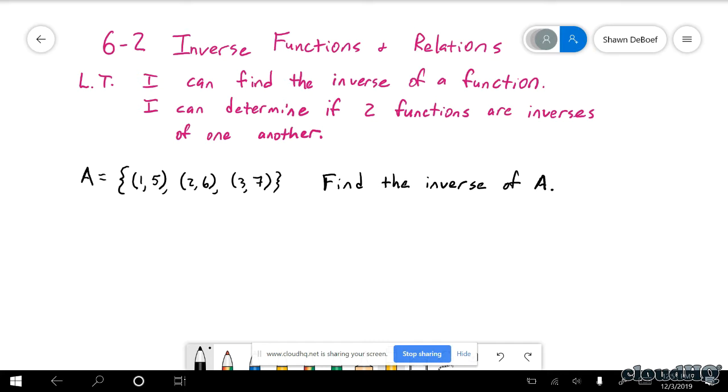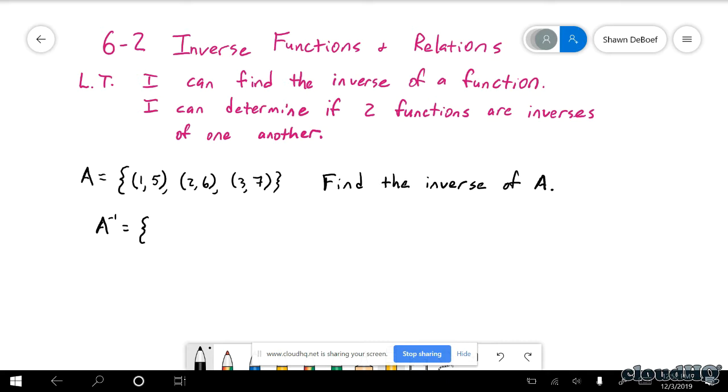Now, inverses, the notation we use, if I don't want to write out the words inverse of A, the notation that we use to imply inverse is to give an exponent of -1. So here I'm symbolizing that we're doing the inverse of A.